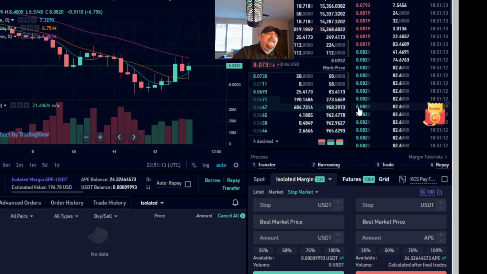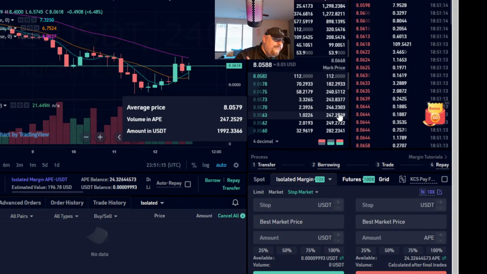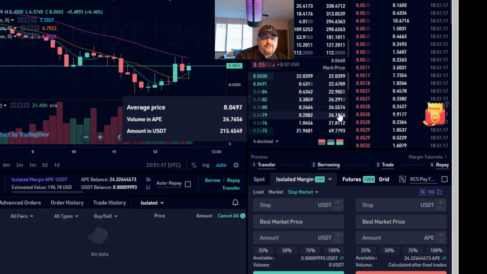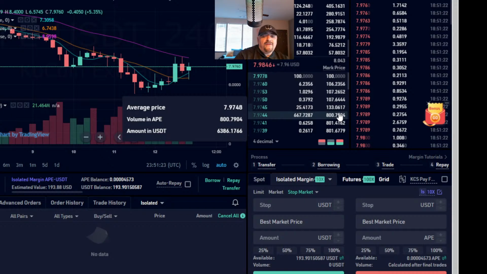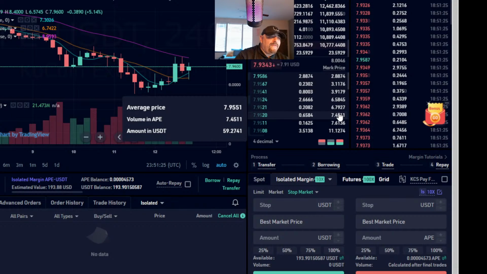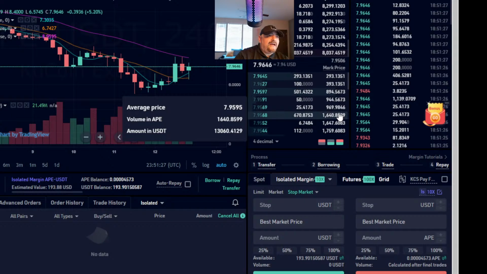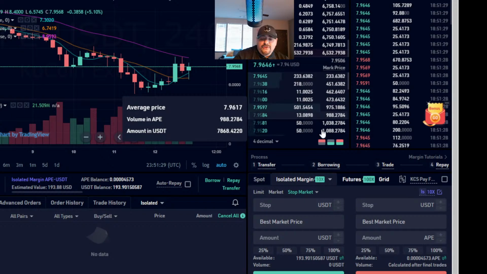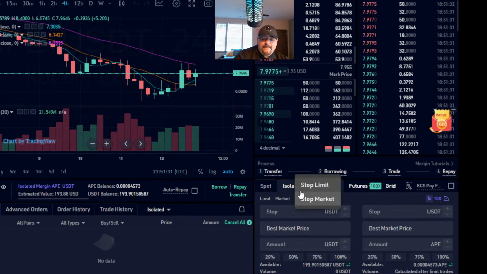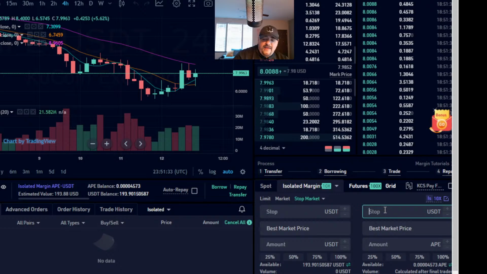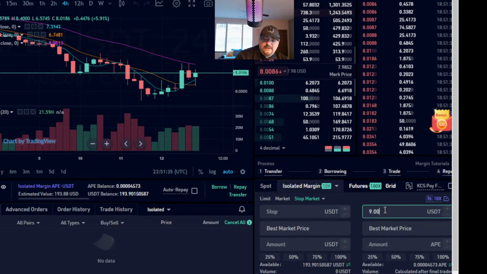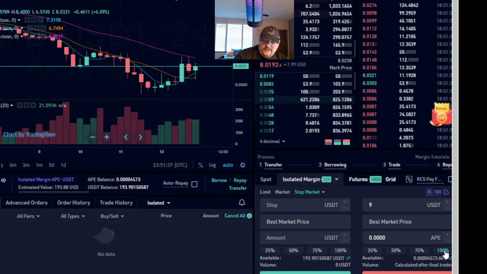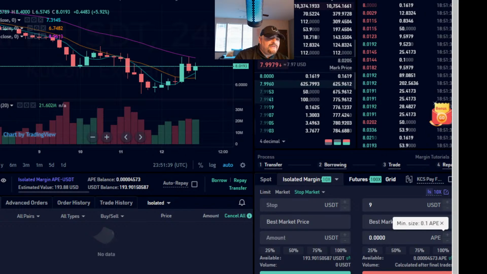So if I got in at $8.21, you know me, 10% is what we always want to make. It's the only time you make a trade, if you can make 10%. So that means 10% would be 80 cents. So that ApeCoin needs to go from $8.20 to $9. So you would simply put stop market, and then you would put sell at $9, and you would sell 100% of your ApeCoin at $9.